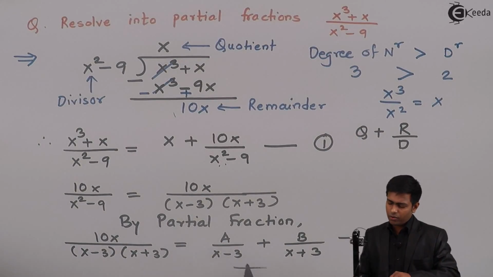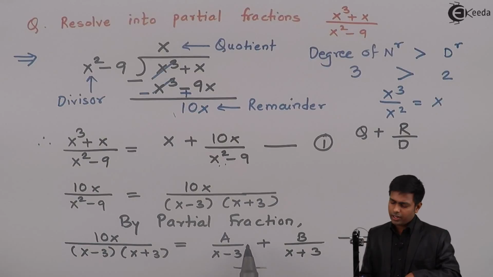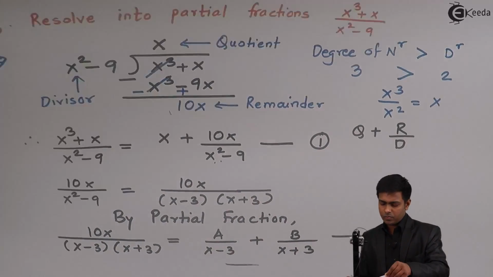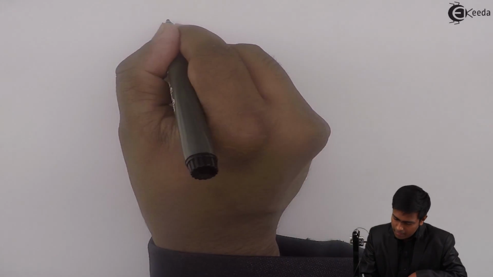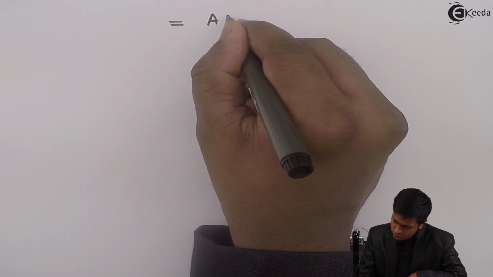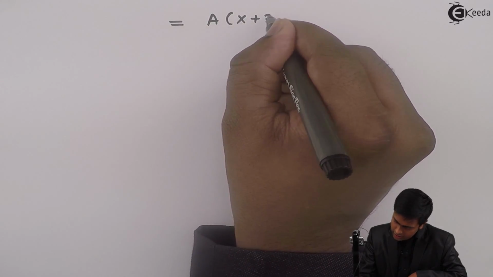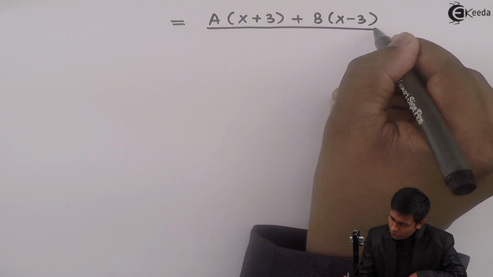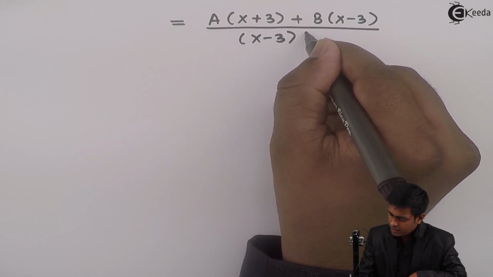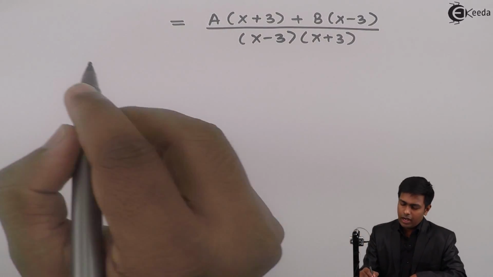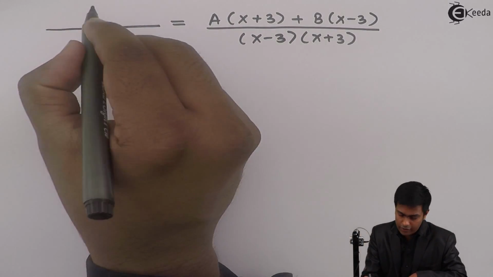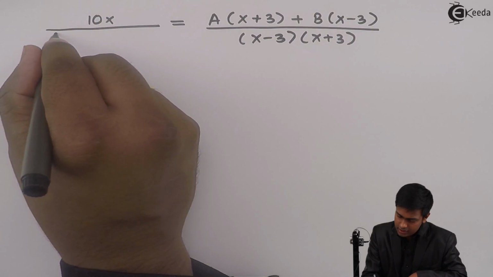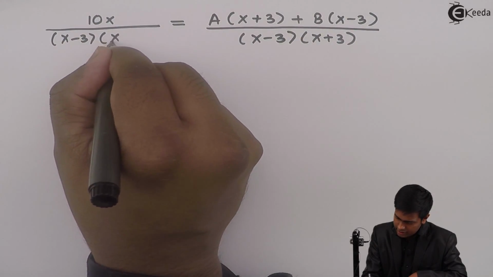So first of all we will find out the LCM over here. So for that I will do the cross multiplication, a into x plus 3, b into x minus 3 and x minus 3 into x plus 3. So we will get a into x plus 3 plus b into x minus 3 upon x minus 3 x plus 3. I will copy down the left hand side as it is. So left hand side is 10x upon x minus 3 x plus 3.